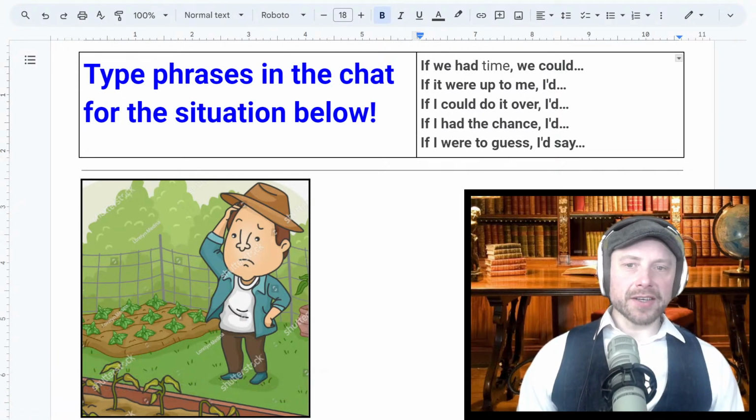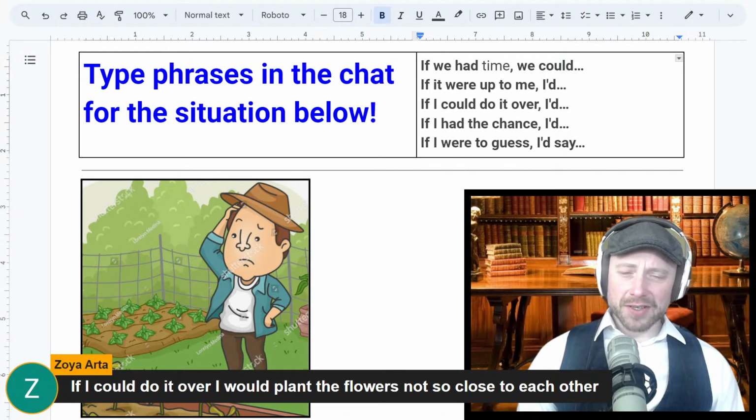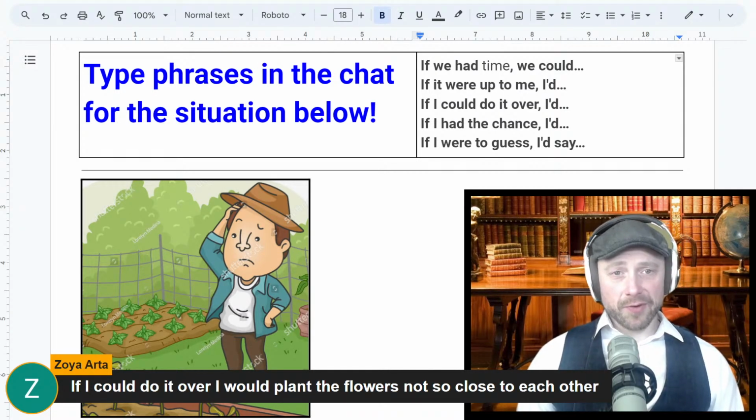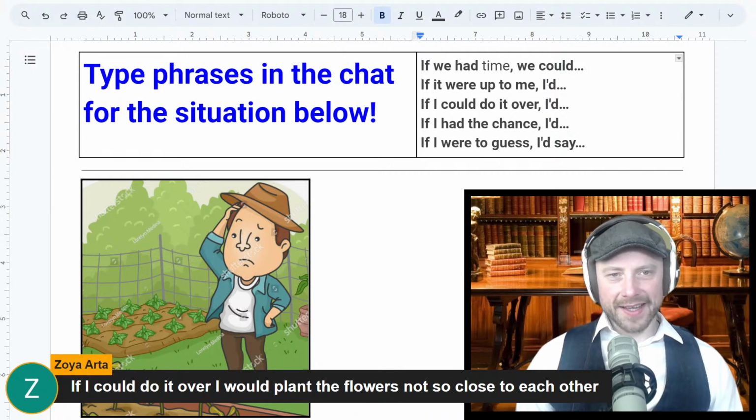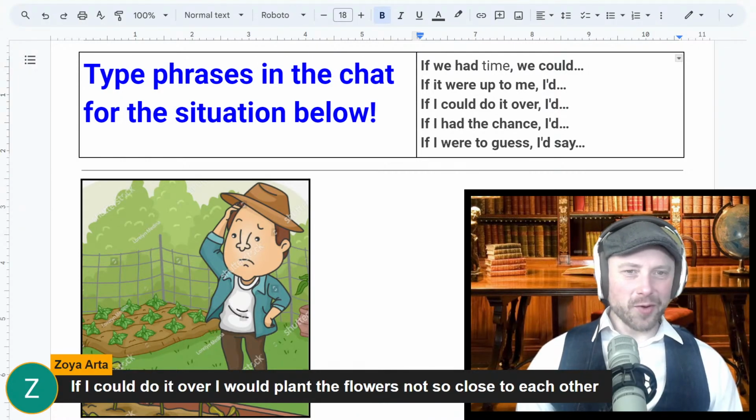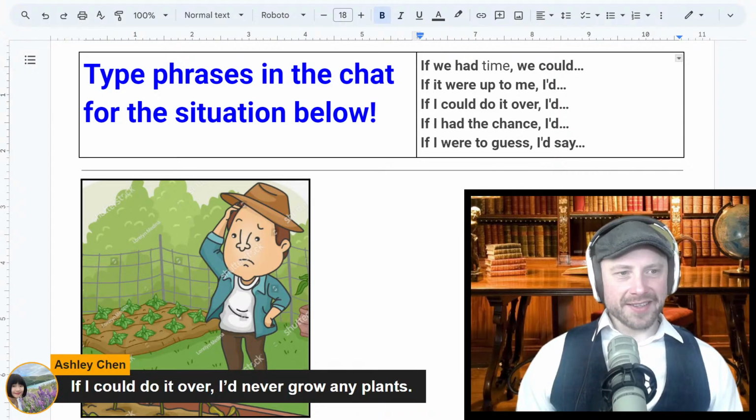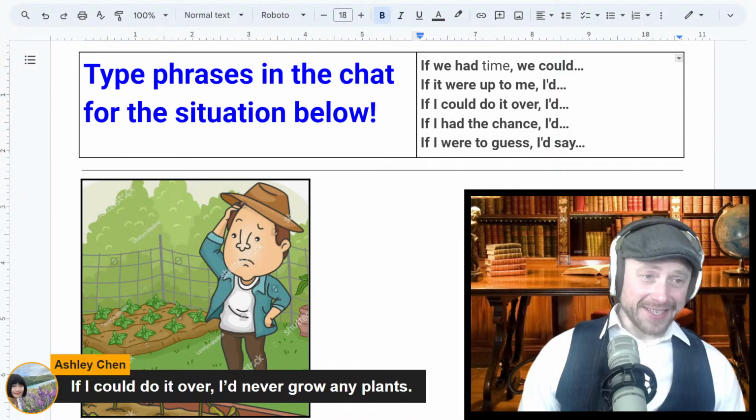Zoya says, if I could do it over, I would plant the flowers not so close to each other. Full stop. Well done, Zoya. Missing the comma. Otherwise, fantastic. And Ashley Chen says, if I could do it over, I'd never grow any plants in the first place.